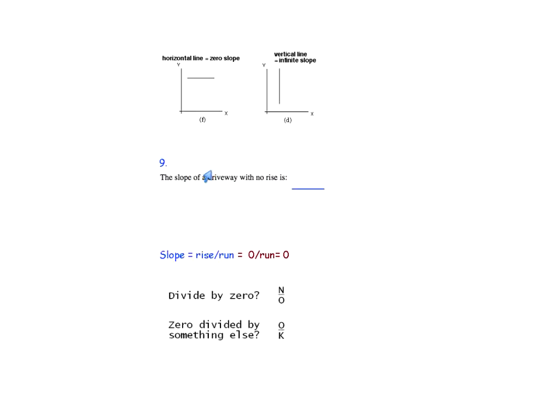Okay, so again, in this situation, we had a slope of a driveway with no rise. So it's like rise over run. It's like 0 divided by the run. Yeah, we can do that. We can divide 0 by another number. So that's why the slope was 0.